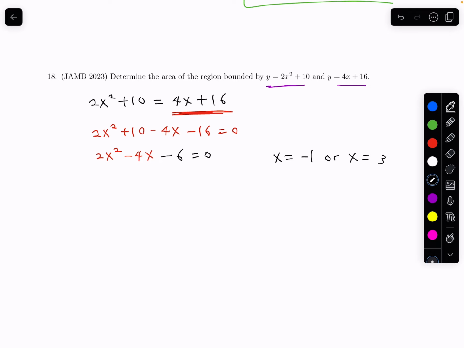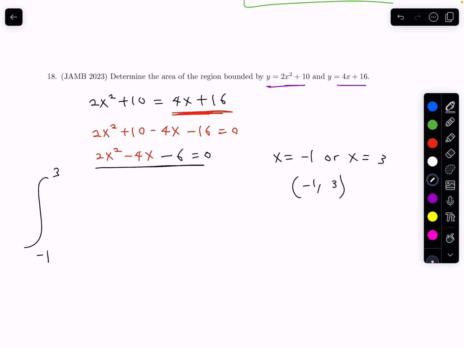Okay, so now that you have x equal to -1 and 3, basically you have an interval from -1 to 3. Now to compute this area, what you actually want to do is compute an integral, which is the difference of these two expressions. But the question is, which one will come first? So what I'm saying is that you want to compute the integral from -1 to 3, because that's what we got when we solved.